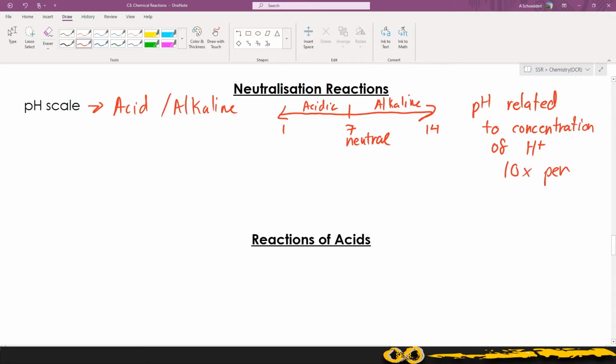Changing from a pH of 1 to a pH of 2 means your concentration of hydrogen has gone down by 10. So there's more hydrogen at the lower end of the pH scale. With this information, we know that a neutralization reaction is trying to react an acid with an alkali in order to make that neutral solution, or that pH of 7.